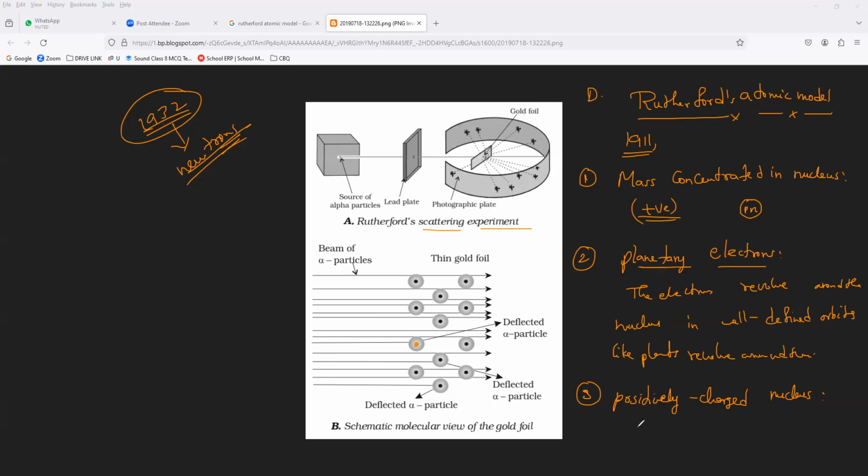The nucleus is positively charged due to the presence of whom? Anybody? Because of whom is it a positive charge? Due to the presence of protons. Next, fourth point.